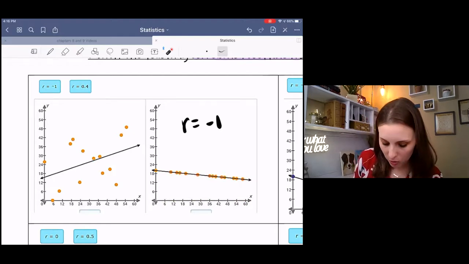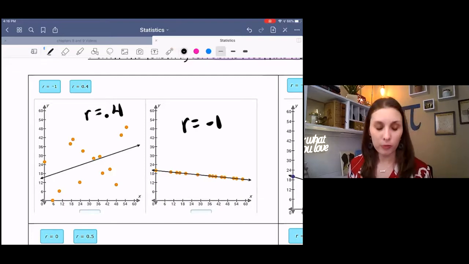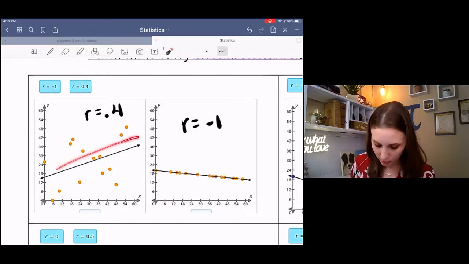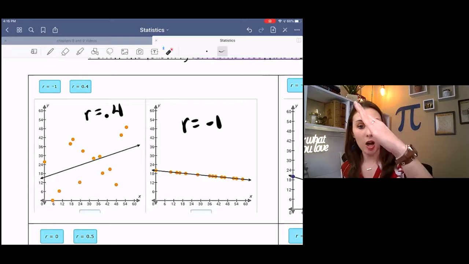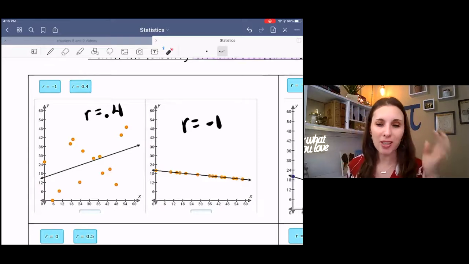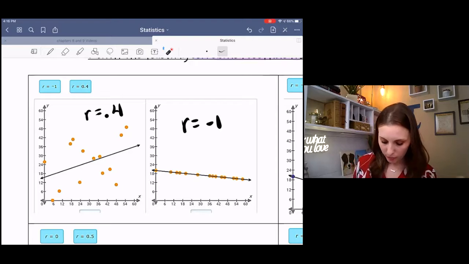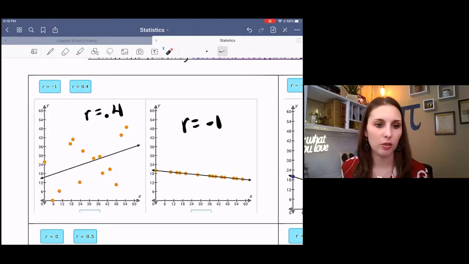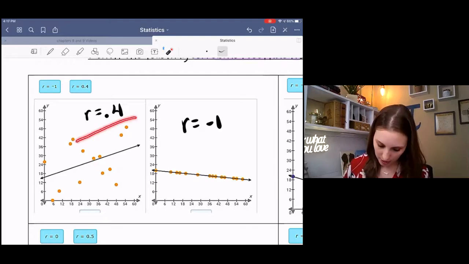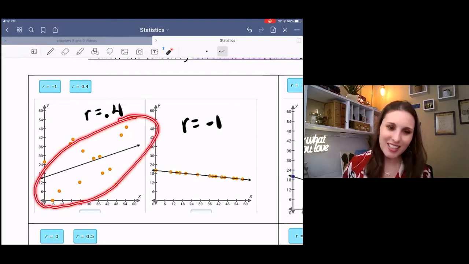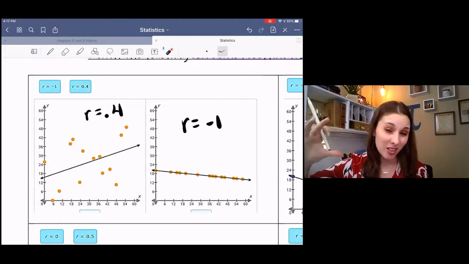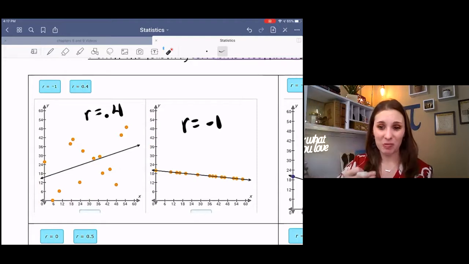So that leaves the other one, r equals 0.4. The positive 0.4 indicates a positive relationship, so the line should be going up. And 0.4 indicates not a very strong relationship, which makes sense because these dots are really spread out. Generally speaking, if we were to circle all these points, it does have a linear trend, but maybe the variables are not very closely related.